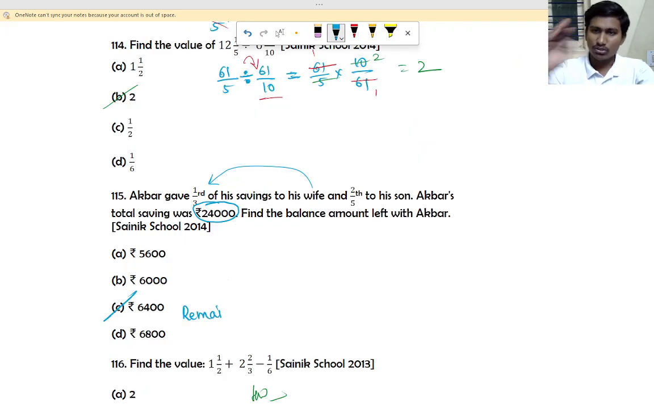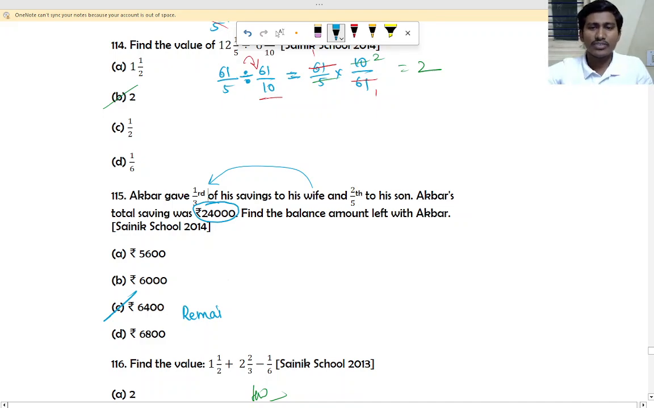So here, what is the question here? That is 115. Akbar gave 1/3 of his saving to his wife. So total saving is how much? That is 24,000. Wife is how much? That is 1/3 of total. We have to multiply it here. So now cancellation. 1/3 means how much? 3 8s are 24, so it will be 8,000.